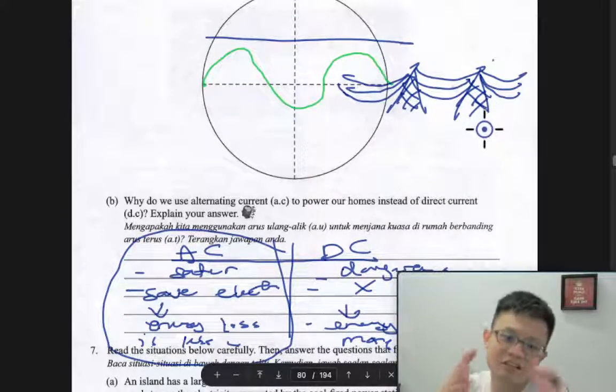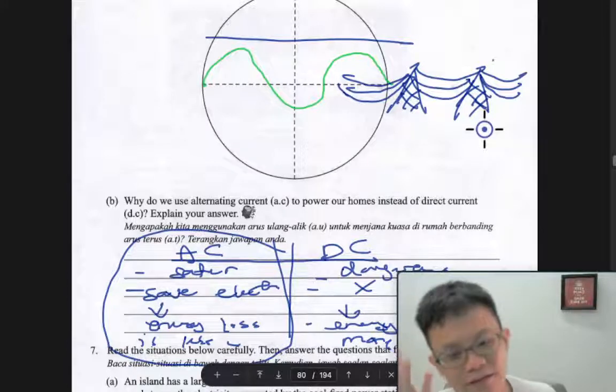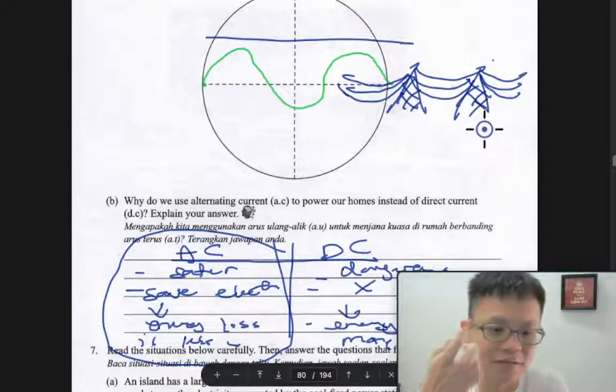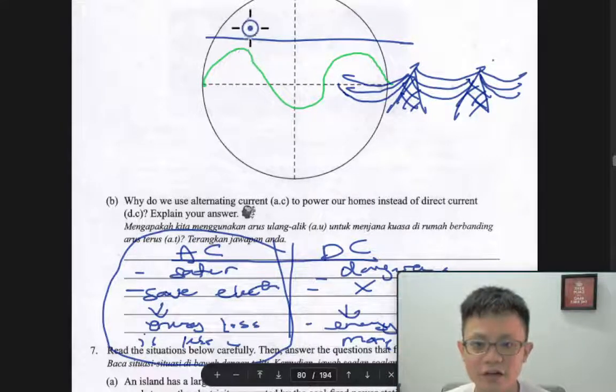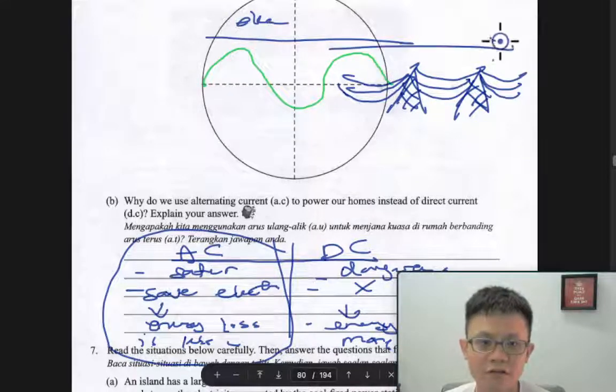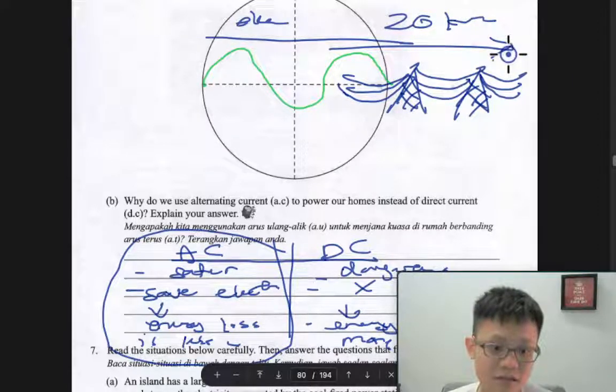There's always this thing that the energy that goes to your house will cause energy loss, due to the resistance of the wire. If the wire is very short, you don't care, like you just take a battery and charge the light, it doesn't really matter. But if this electric goes to your house, let's say 20 kilometers, then it really matters because you need to put a very, very long wire.